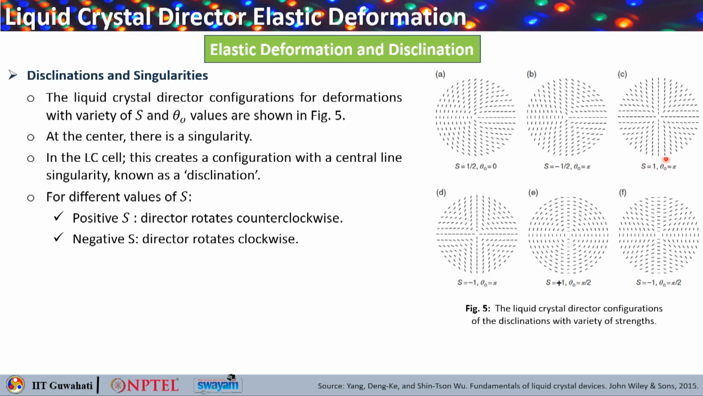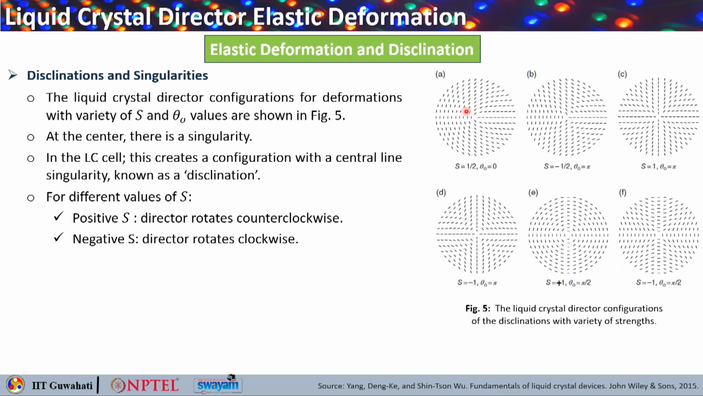This is for S equals 1, theta naught equals pi. This is S equals minus 1, theta naught equals pi. This is for S equals plus 1, theta naught is pi by 2. Here it is minus 1, theta naught is pi by 2. So, what you observe here is that at the center you can see there is a singularity or discontinuity. So, in the liquid crystal cell, this creates a configuration with a central line singularity, which is known as the disclination. Now, if you carefully observe these patterns, you will see that the positive value of S means that the director is basically rotating in the counterclockwise direction.